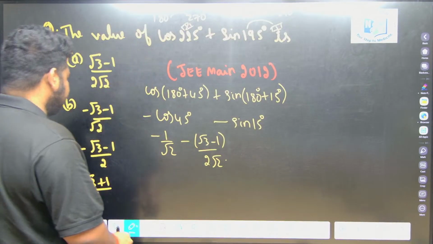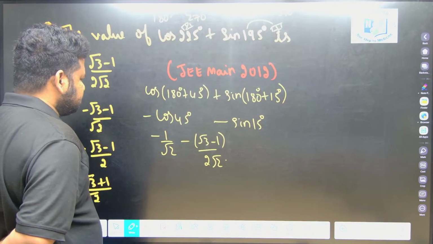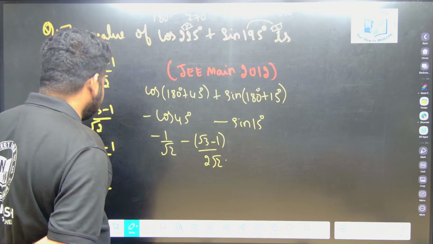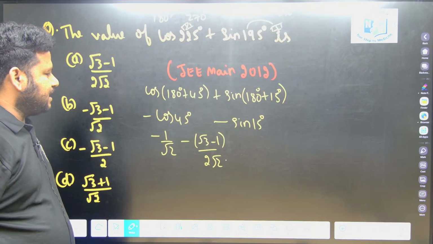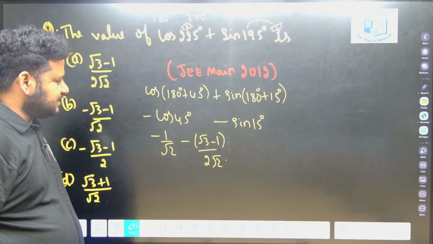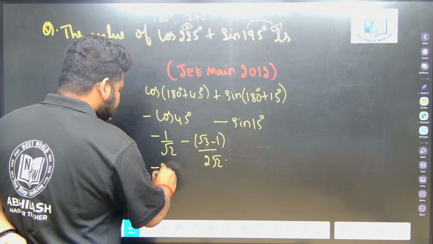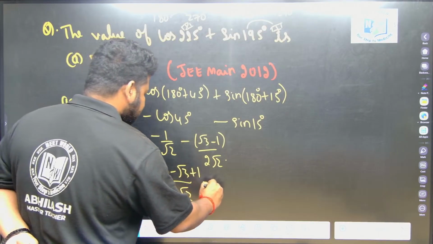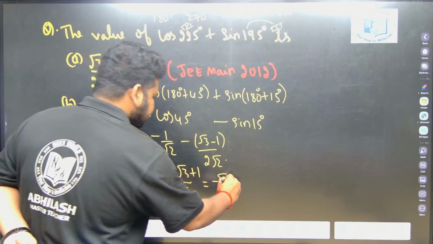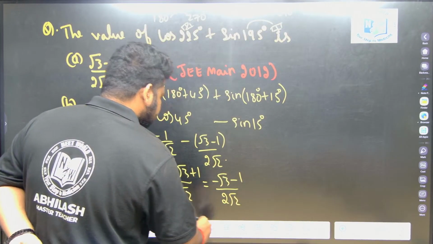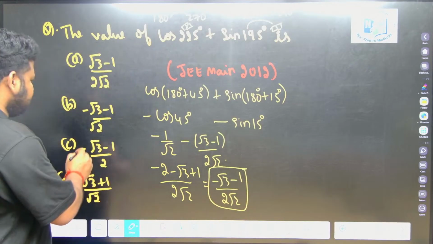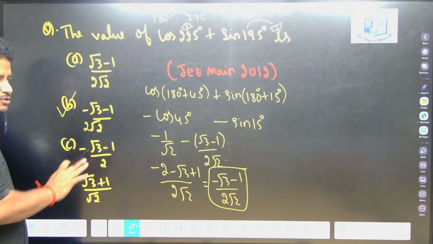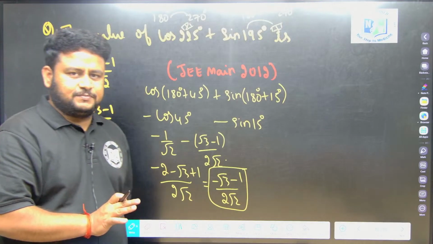Now if you take the LCM, what will happen? We have 1 by root 2 and root 3 minus 1 by 2 root 2, so taking the LCM this will become minus 2 minus root 3 plus 1 by 2 root 2. That is minus root 3, and minus 2 plus 1 is minus 1, by 2 root 2. Like I told you, there is a mistake in the option. This should become minus root 3 minus 1 over 2 root 2, so the second option is the right answer, friends. Clear? This is how you should be able to solve this question.